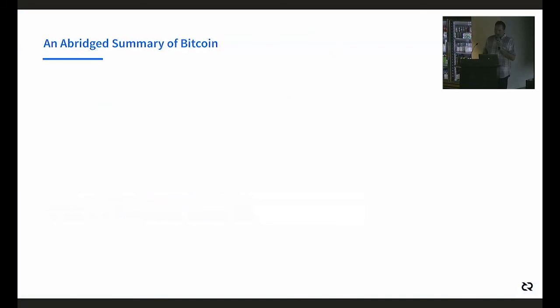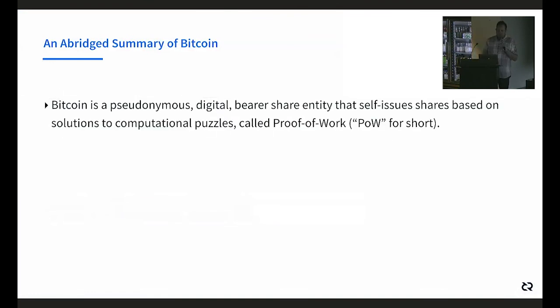I think it's important because Decred is basically a variant on Bitcoin. To start with, a very brief summary of Bitcoin and what is interesting about it. So instead of making the usual summary of Bitcoin, I tried to put a spin on it and make it a little bit more interesting. If you're at all familiar with anonymous bearer share corporations, which I assume most people are not, Bitcoin is a pseudonymous digital bearer share entity, and it self-issues shares based on solutions to computational puzzles.